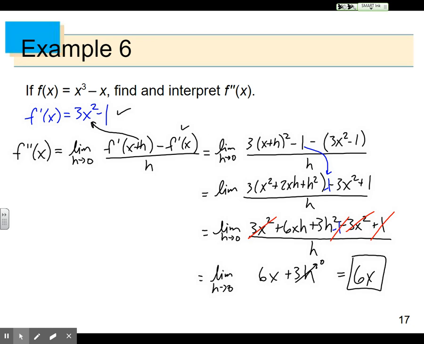So what is this telling me? What is f double prime telling me? It's actually telling me the rate of change of f prime. It's telling me how fast f prime is changing, or it's telling me the slope of the curve of my derivative function.